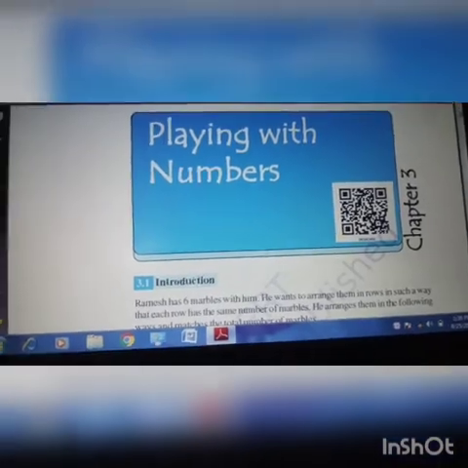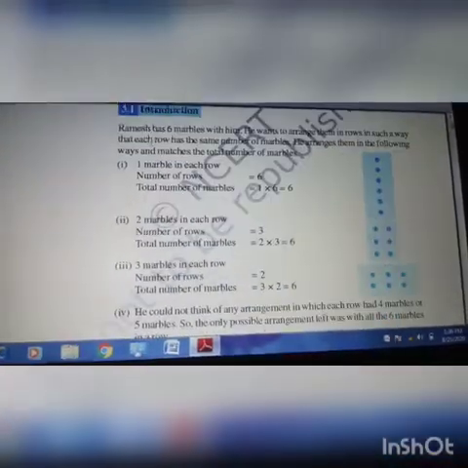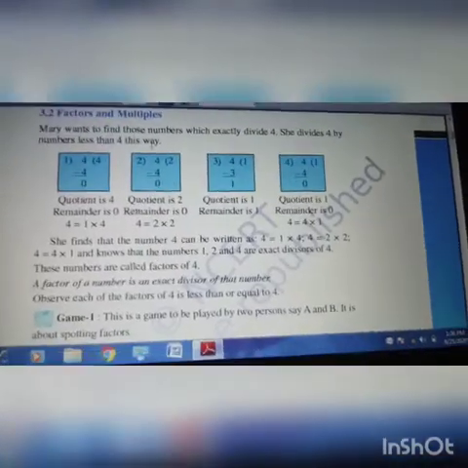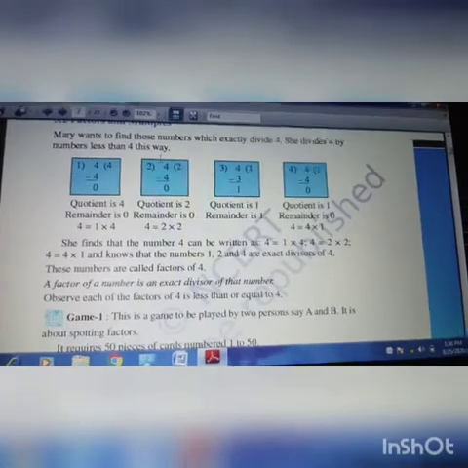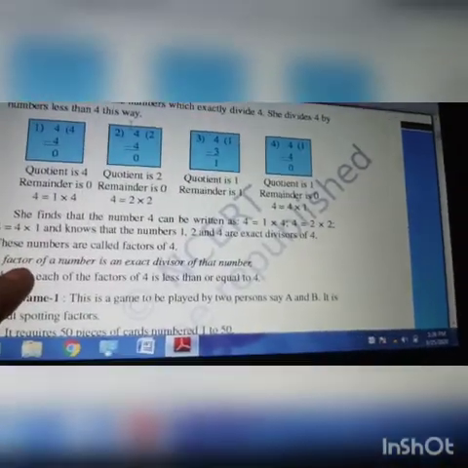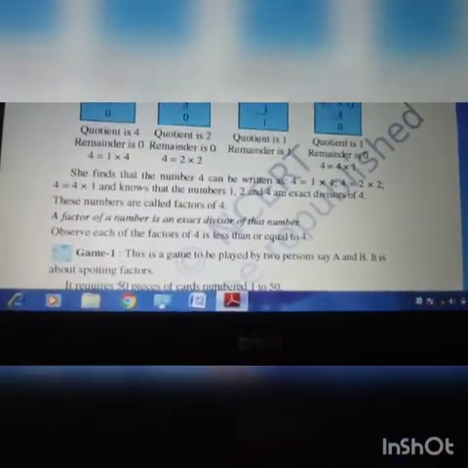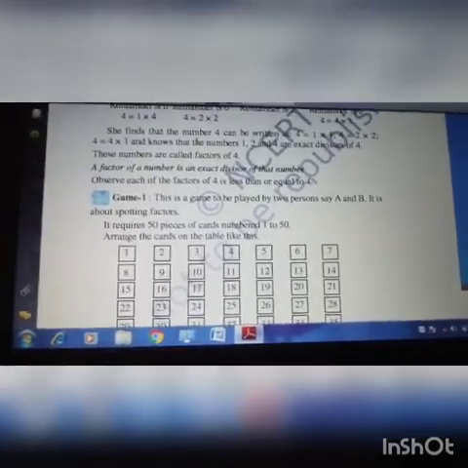Playing with numbers. So what are you going to do with these numbers? We are going to find the factors and multiples of these numbers. We are going to deal only with the basic things: factors and multiples. See, there are definitions given in italics that you should learn. A factor of a number is an exact divisor of that number. Is it correct? Yes, it will be exactly dividing. So that's why we say a factor is an exact divisor of that number.